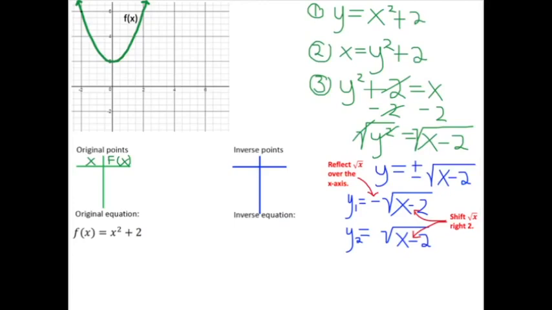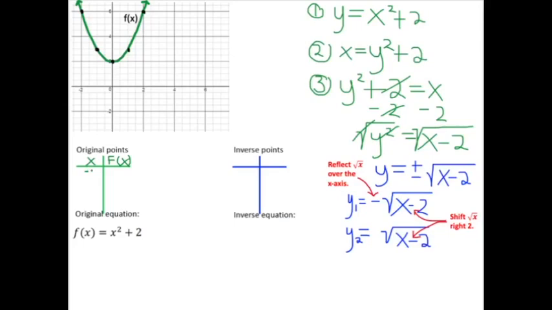So notice here that we have the point -2, 6. We have the point -1, 3. We have the point 0, 2. We have the point 1, 3. We have the point 2, 6.